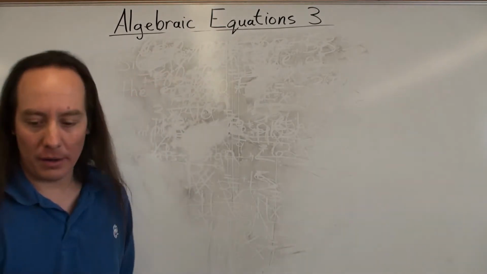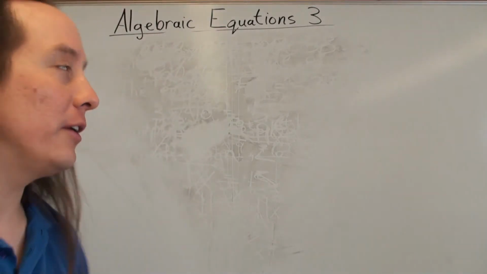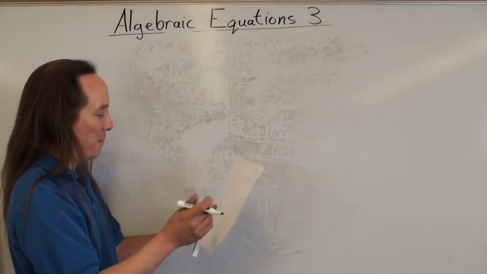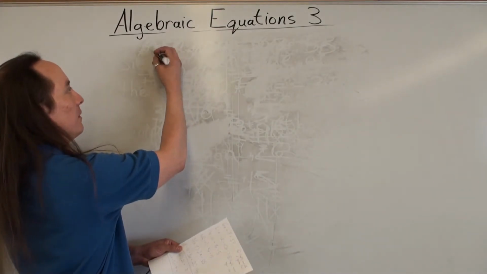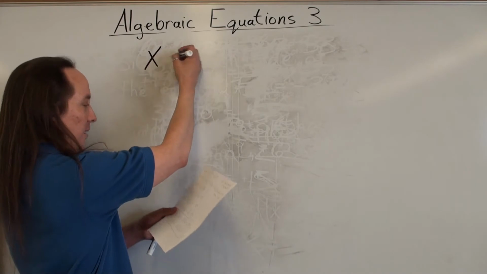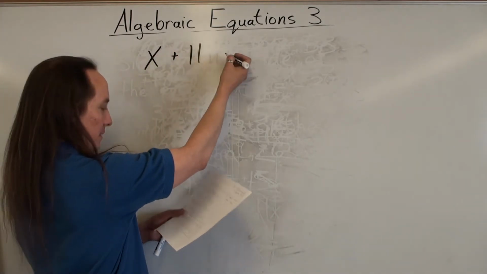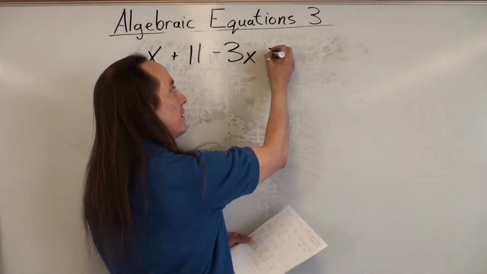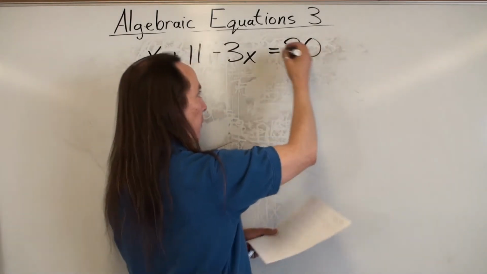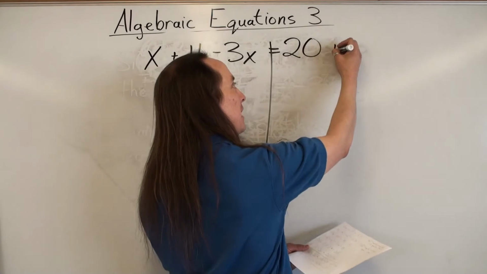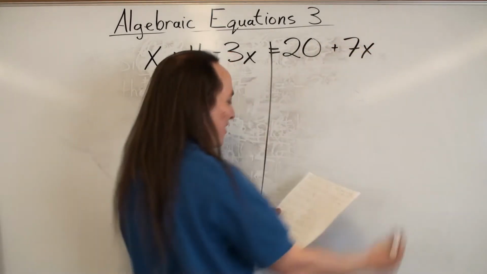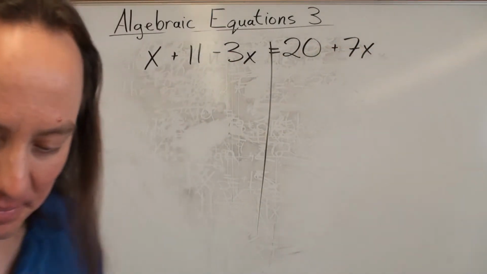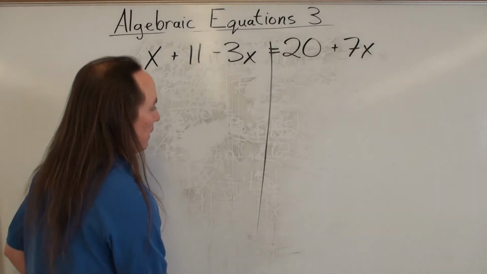All right, let's move on now. I have one more example before your little homework assignment. All right, let's do this one. x plus 11 minus 3x equals 20. Put my line, ba-boom, ba-boom, plus 7x. All right. I know I make noise. I make sound effects. Okay.